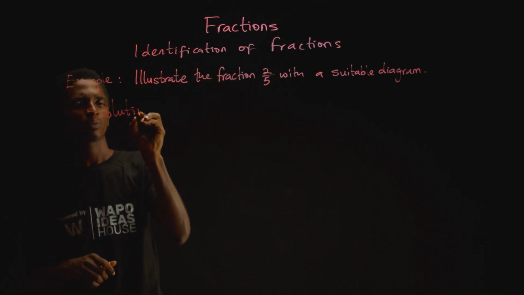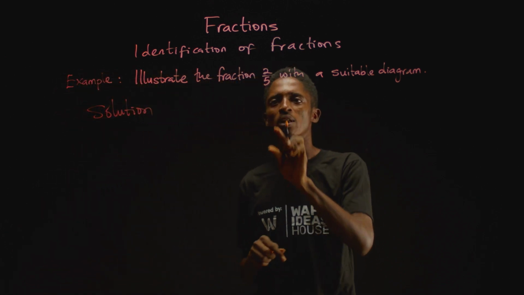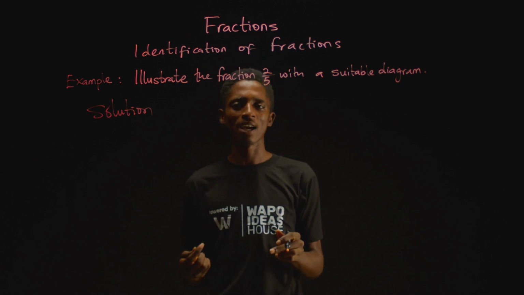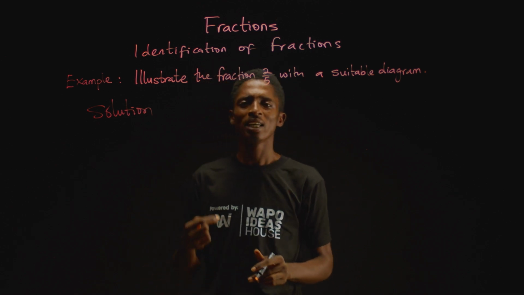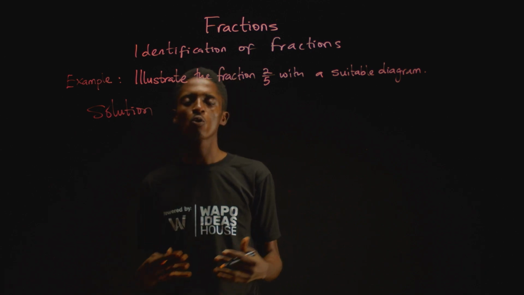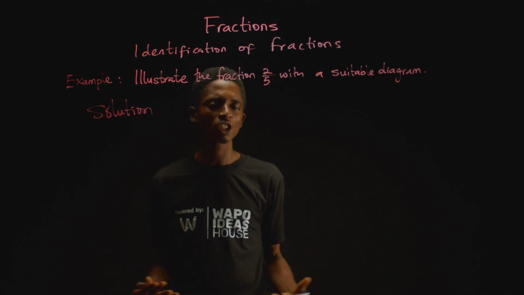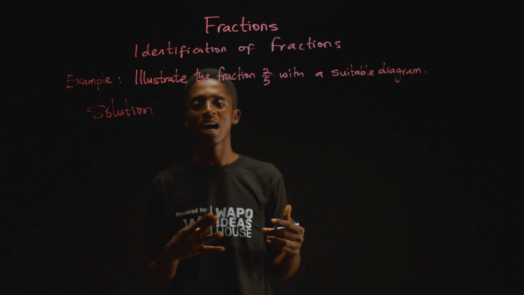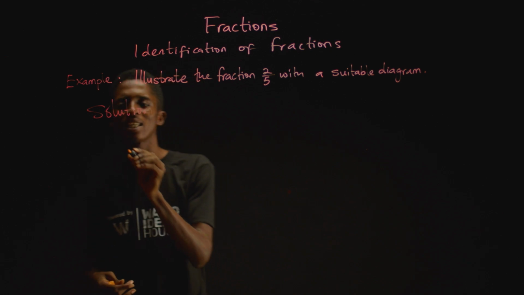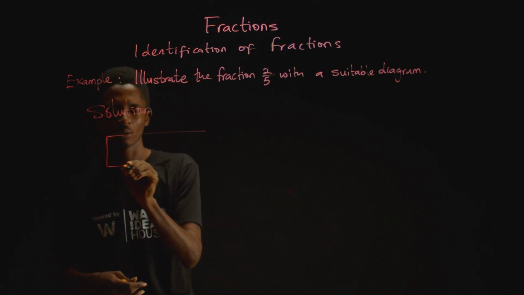Solution. In this case, we have to use a diagram to illustrate 2 over 5. The first thing you do is remember that the denominator indicates the number of equal parts that the shape has been divided into. So draw any shape at all and break it into 5 equal parts. In this case, I am drawing a simple rectangle.